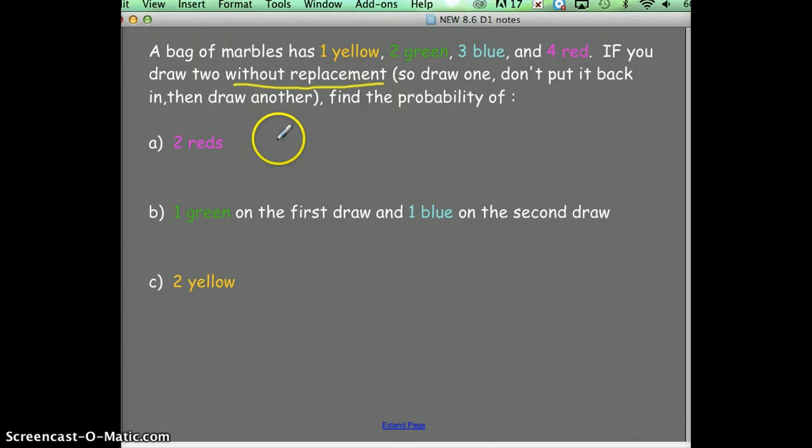So what's the probability of your first one being a red? Well, there's 4 reds out of, what's our total? How many total? 1 plus 2 plus 3 plus 4 is a total of 10, right? Okay, so the probability of drawing a red is 4 out of 10. Now that is a red that's been drawn. How many reds are left? Only 3 reds are left, and there's only 9 marbles left in the bag. Multiplying those two together, we get 2 out of 15.